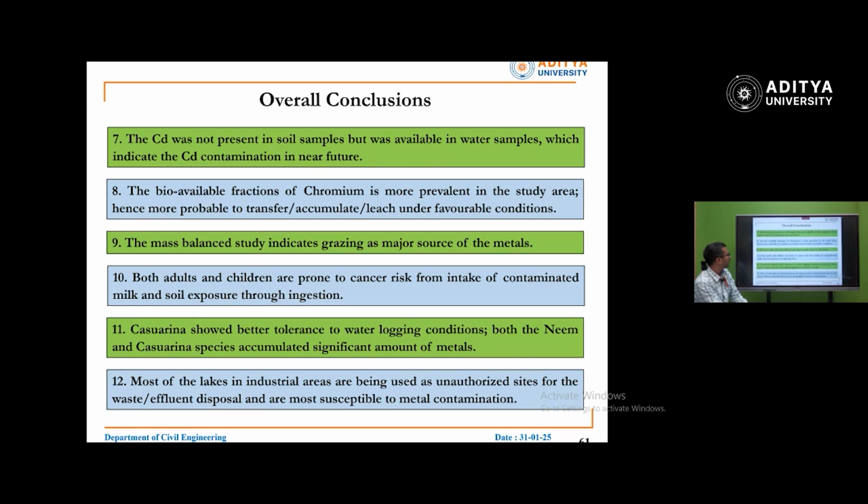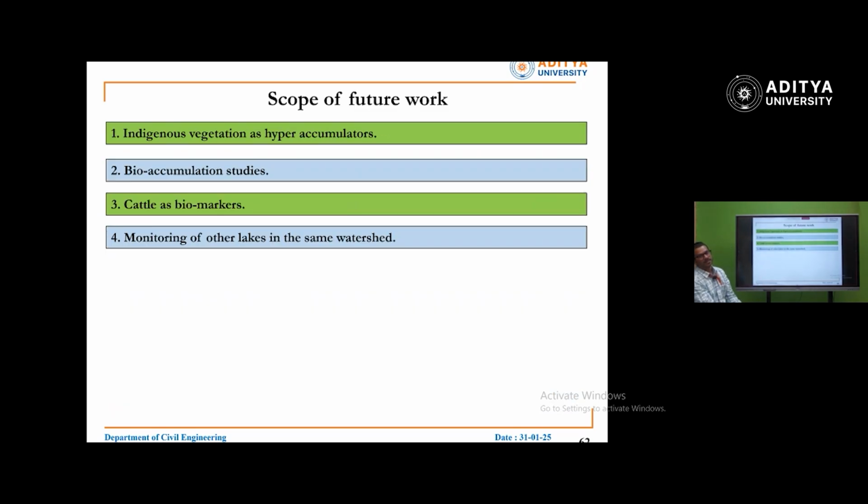Most of them are discussed already. So casuarina showed better performance in waterlogging conditions, and the milk is affecting the children over there. The soil is affecting the children over there. Both adults and children in the vicinity of the study area have more probable cancer risk. And as most of the metals are present in bioavailable form, it is very easy for the metals to get leached from the water or to the soil, so that they get accumulated into any environmental matrix, and they also enter the human food chain. So that it will be a complete study, from the assessment till the remediation part.